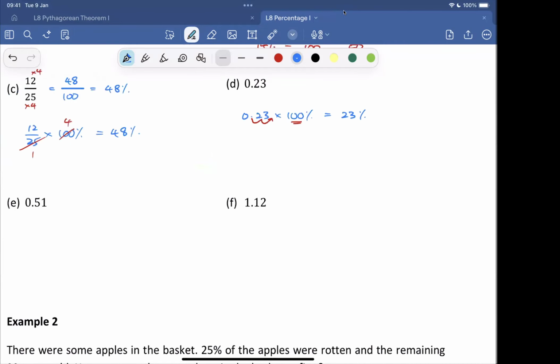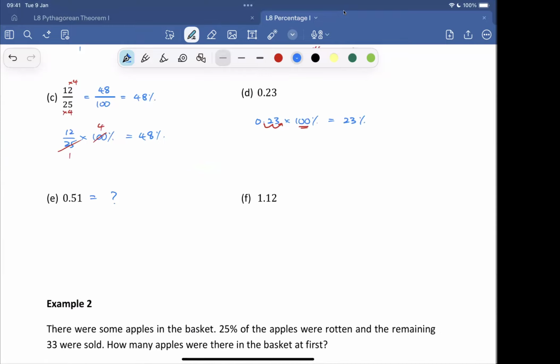So students, can you tell me the answer for this now? Type in the chat, everyone.